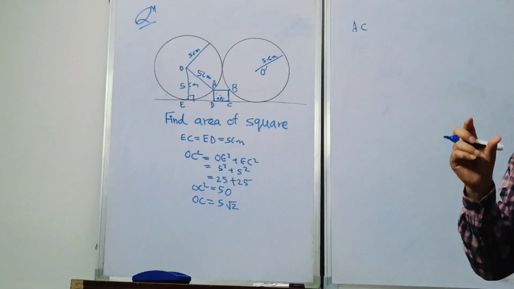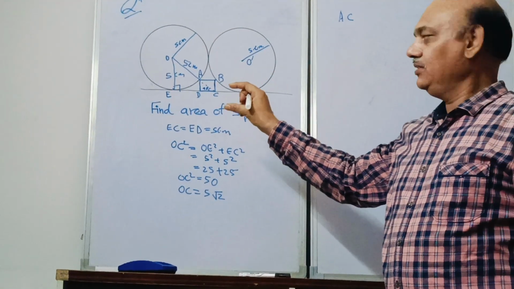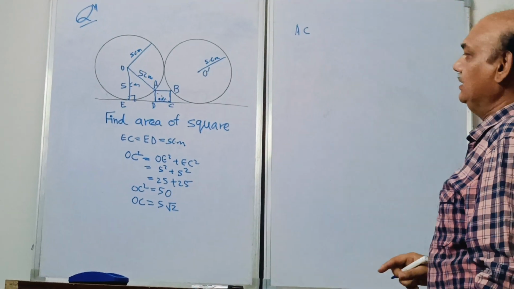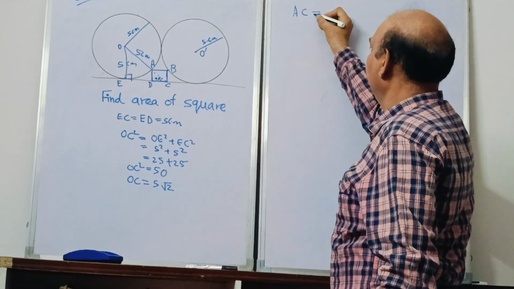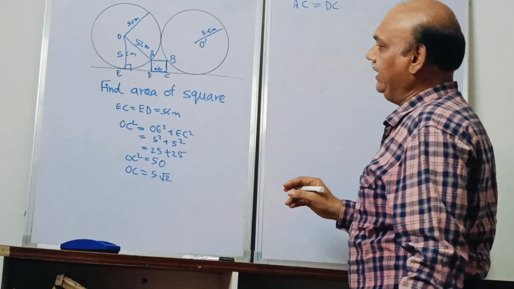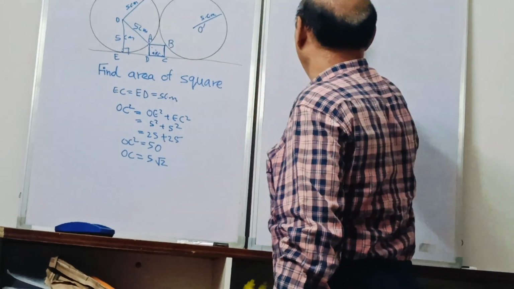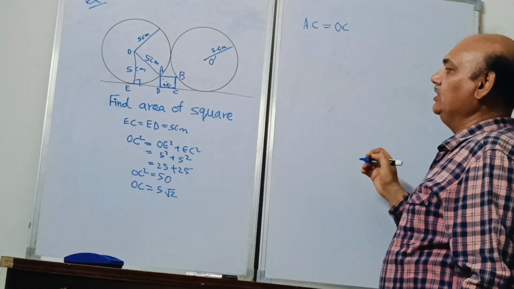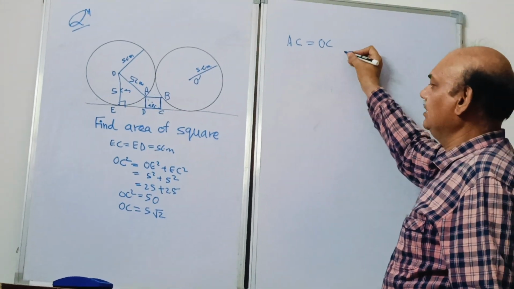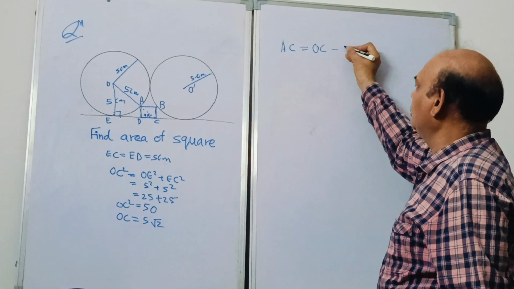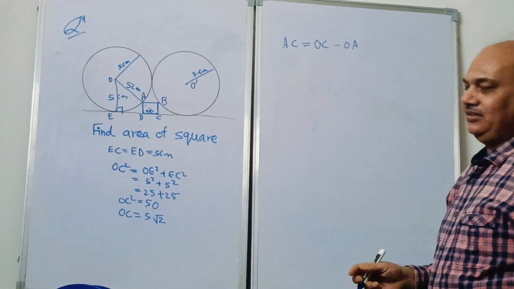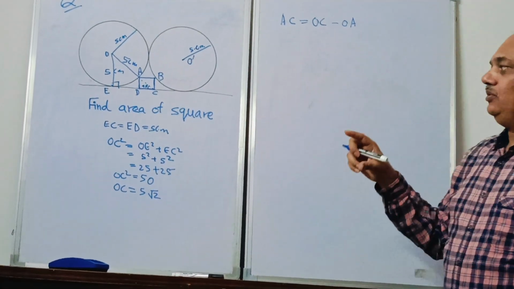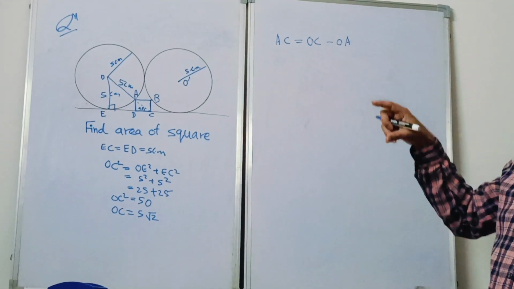Now we find the diagonal of this square. What is this? This is OC, not BC, OC, because it is the center. If we subtract OA from OC, what happens?